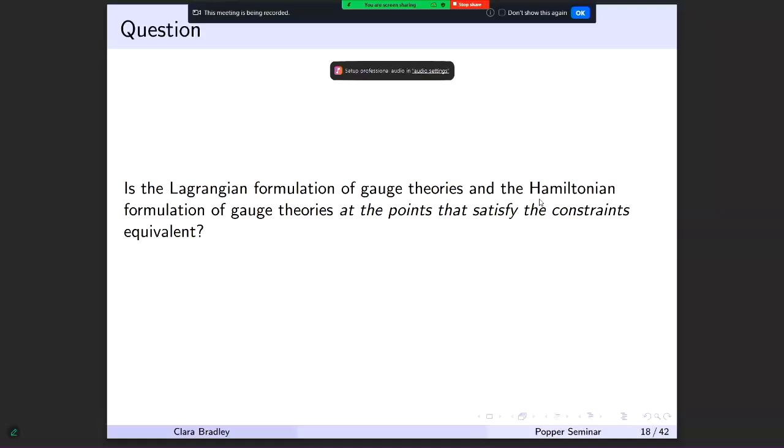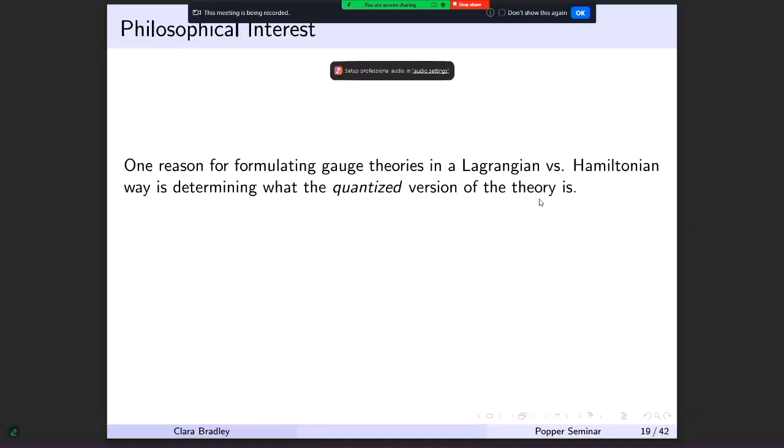And this is a philosophically interesting question for several reasons that go past just problems about underdetermination. One of the reasons why physicists care about formulating gauge theories in this Lagrangian or Hamiltonian way is that it turns out that it's useful for thinking about how we can come up with quantum theories. Essentially, there's a program in physics where, because quantum mechanics is our best description of the mechanics of particles, what we want to think about is all of our classical theories that we have, is there a way to essentially turn them into quantum theories?